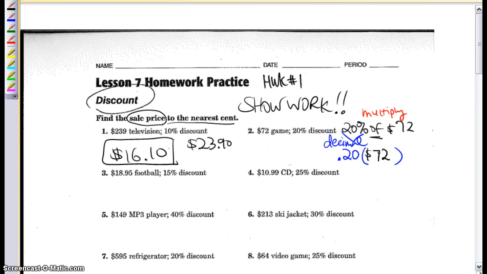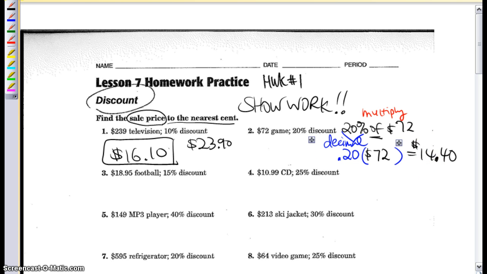I could simply use my calculator and I will get $14.4. 14.4 is the same as $14.40. Good. So I get to save that amount.